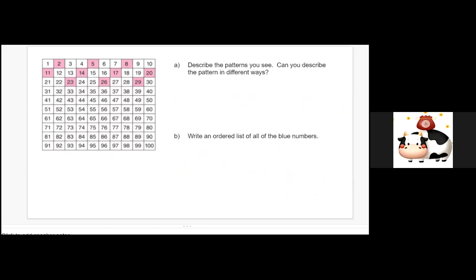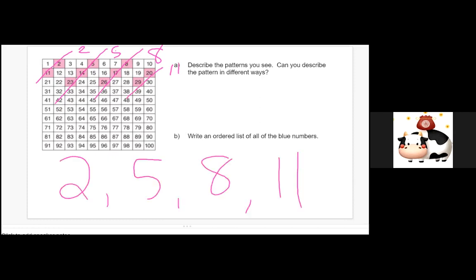Which diagonals seem to have the pink boxes? Let me see. Matthew, can you help me out with that? Which diagonals have the pink boxes? The ones like 2, 5, and 8. Okay, let's see. So that's diagonal 2, 3, 4. Wow, that's great. 5, 6, 7, 8, 9, 10. What is that? 11? So we have the numbers 2, 5, 8, 11.